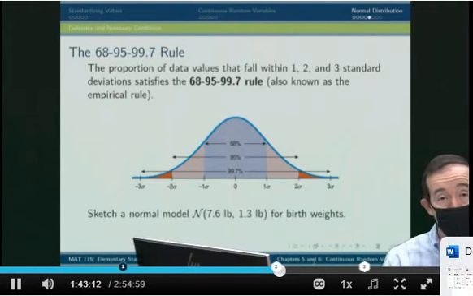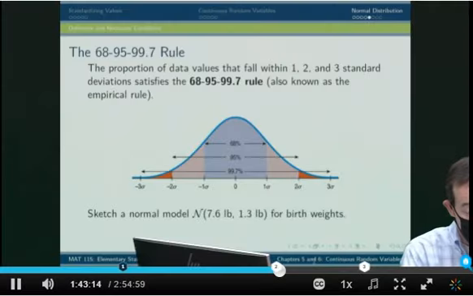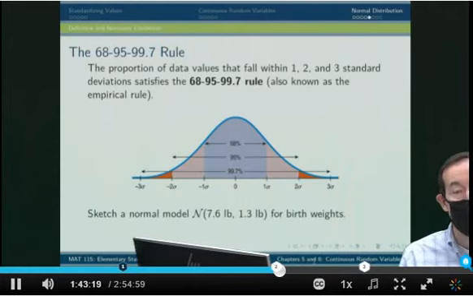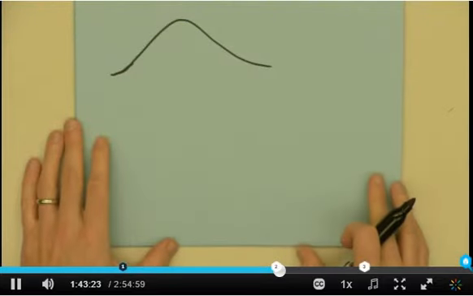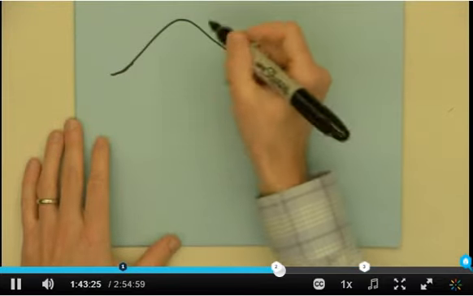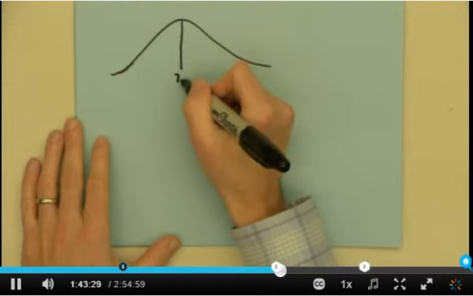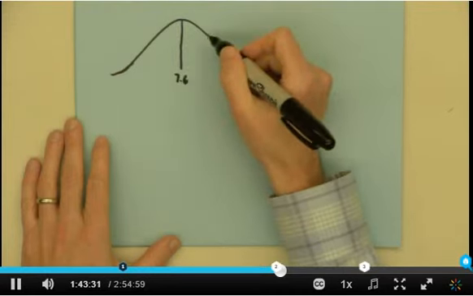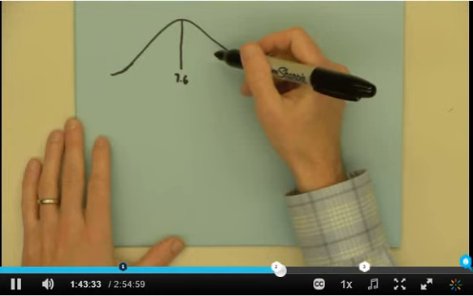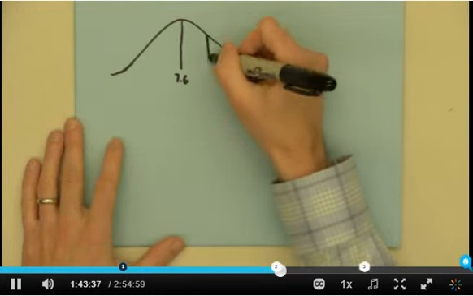So I'm going to start by sketching that. That's where I recommend you always start. I'm a terrible artist, but we can live with it. All I need is a basic shape. I want 7.6 as my mean. And I'll just use solid lines here. 1 standard deviation away is 1.3 above.